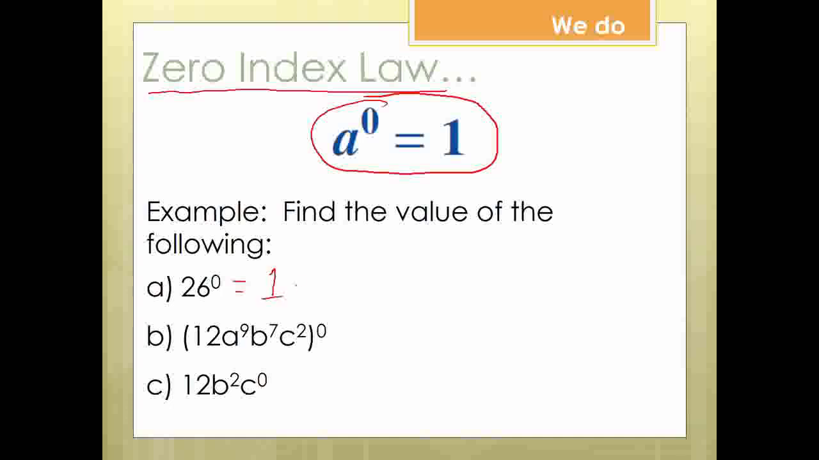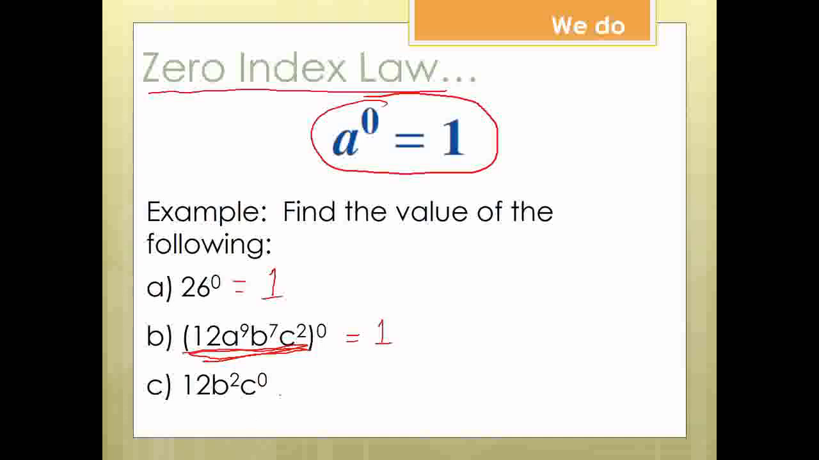Well, that's no tricks there. 26 is the base, 0 is the index, and that simplifies down to 1. Now this second one looks a little bit more complicated because it says 12, a to the power of 9, b to the power of 7, c to the power of 2. That's all wrapped up in brackets and it's all raised to the power of 0. Well folks, this thing here, that's our base. So because that is our entire base and that entire base is being raised to the power of 0, the answer is equal to 1.